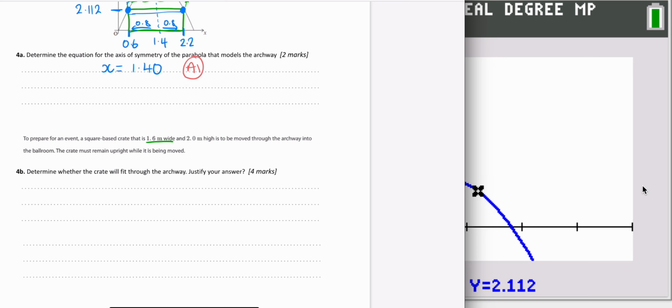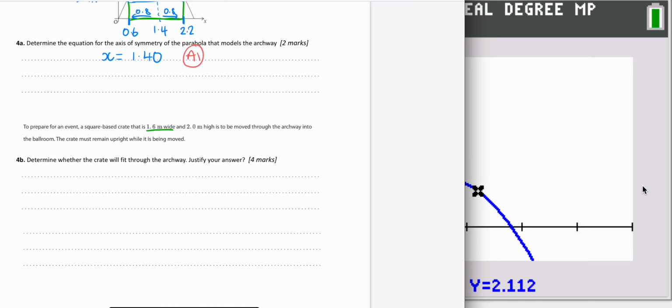So that tells us that if we write it in terms of our function notation, f of 0.6, so when I sub in x is 0.6, the y value is 2.112, and that is the same as when I sub in 2.2. And therefore, since that is bigger than 2, and the box is a height of 2, therefore it will fit in.